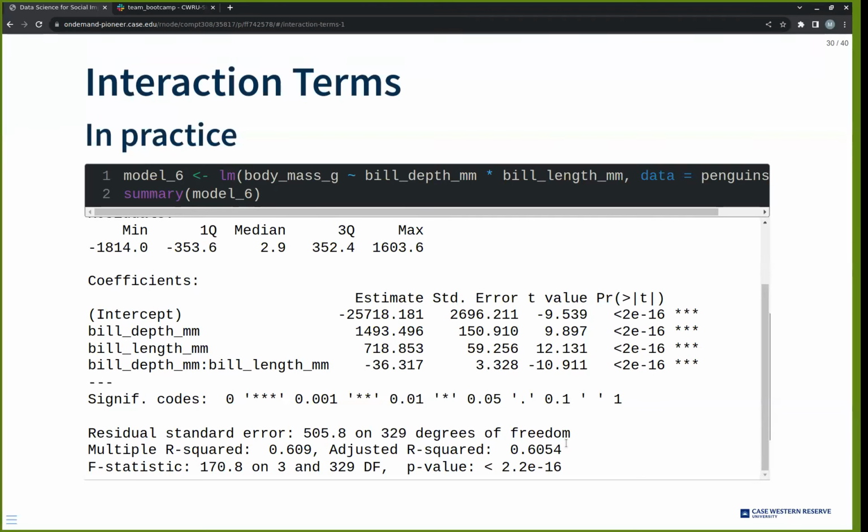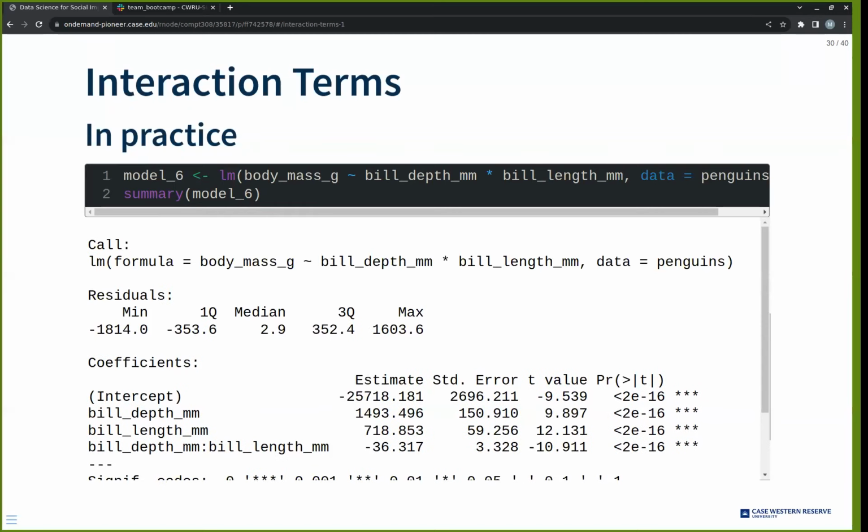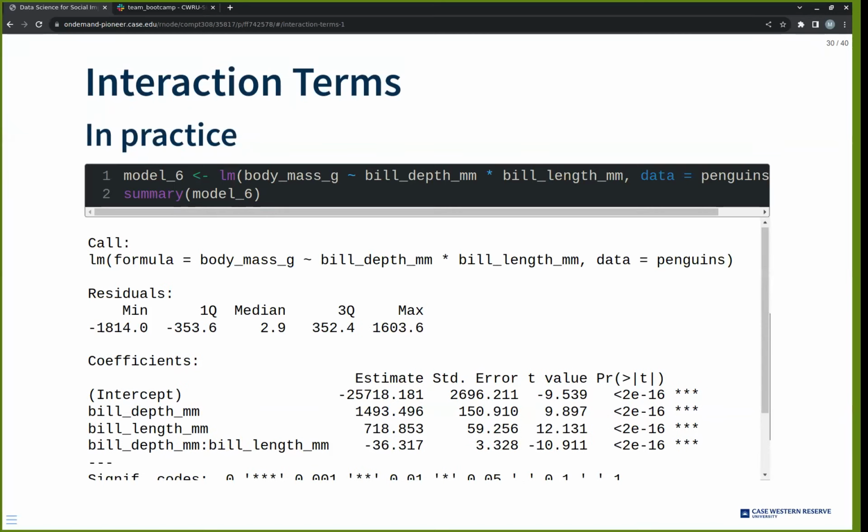Okay, so you see R squared is still 60% and the residual standard error is 500. So it's not that much better. And that might make sense, because bill depth is not a very high variability explaining predictor anyway.